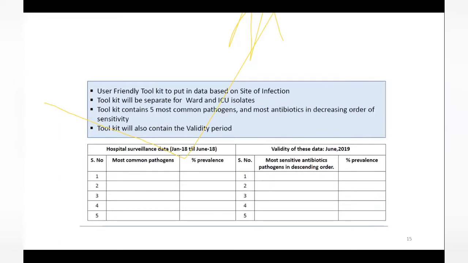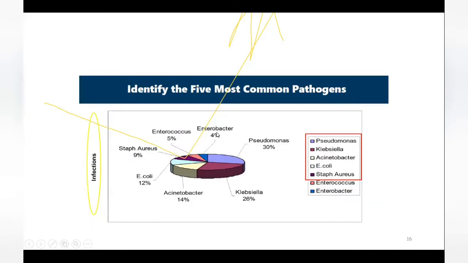For example, use this friendly toolkit to put the data based on the site of infection. The toolkit can be separate for ward and the ICU isolates. The toolkit should consist of the 5 most common pathogens and the most sensitive antibiotics in decreasing order of sensitivity. So we can select the 5 most common antibiotics, and from the higher susceptibility to lower susceptibility, we can plot out their surveillance data. The toolkit should also contain the validity period. Let's see from an example.